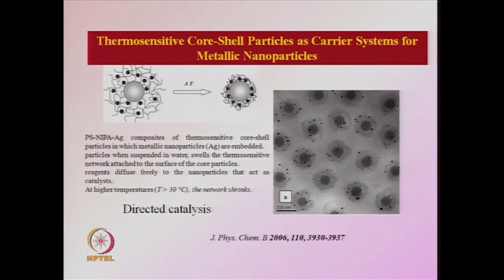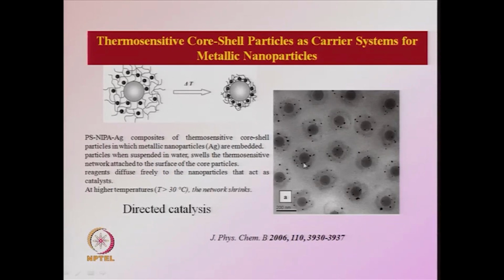This is very important for photocatalysis by silver or some other catalysis to kill bacteria, etc. So, we can call this directed catalysis, because only when you want, that is under some condition of temperature, you can release it or you can hold it, and hence these are called thermosensitive core shell particles, and they can be used as carrier systems for metallic nanoparticles.